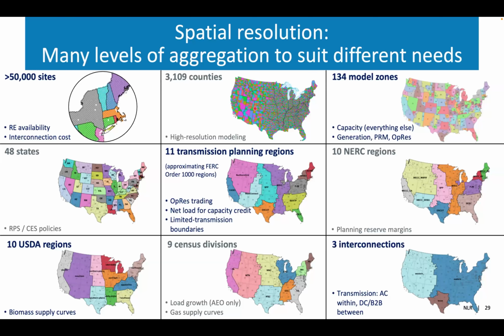This is our high resolution modeling resolution used for modeling sections of the full CONUS system. The upper right here is the one y'all are most likely familiar with. These are the 134 model zones of ReEDS. They're collections of counties that generally follow historic balancing authority areas, though not exact. This is the default ReEDS resolution that many of y'all are familiar with, where most of the major constraints are enforced at.